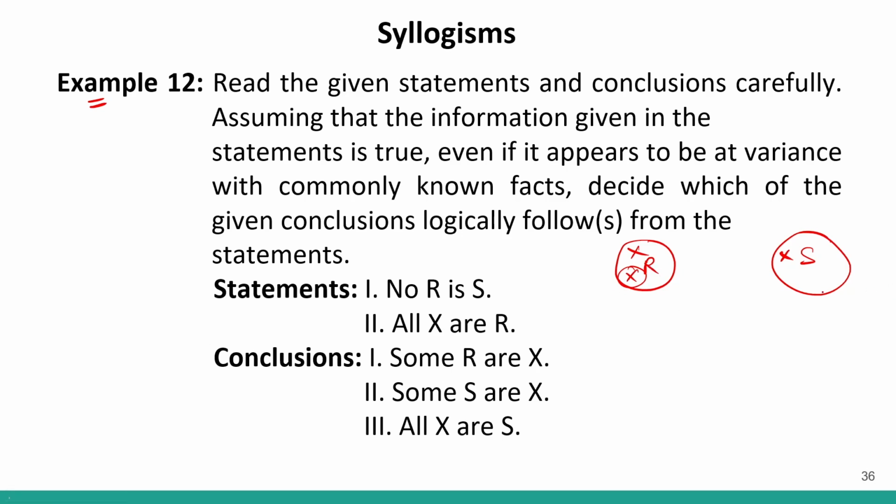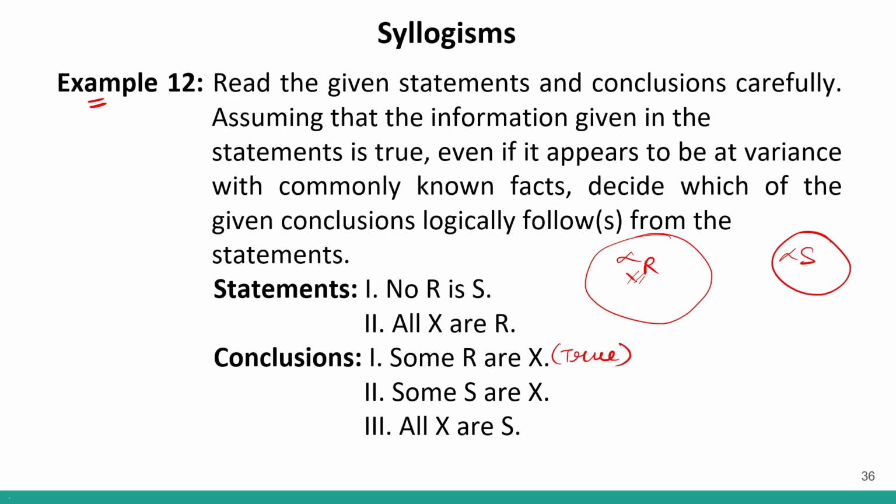So this will be the Venn diagram. R and S, these two. Let me draw a different symbol. R and S will not overlap, and all X are R. Let us look at the conclusions. Conclusion 1 says some R are X. So definitely this portion, some R are X. So this is true.